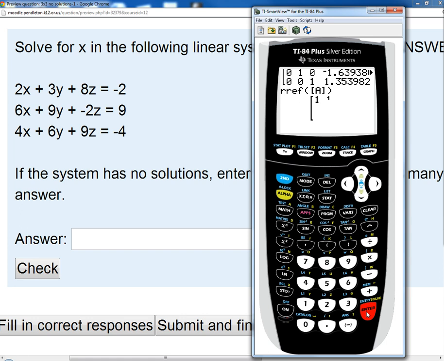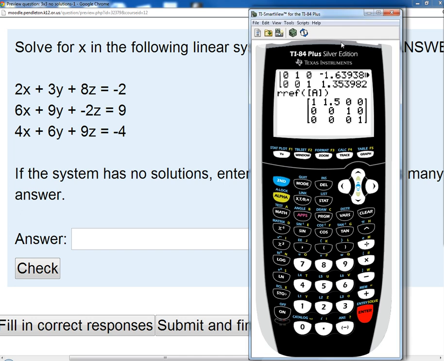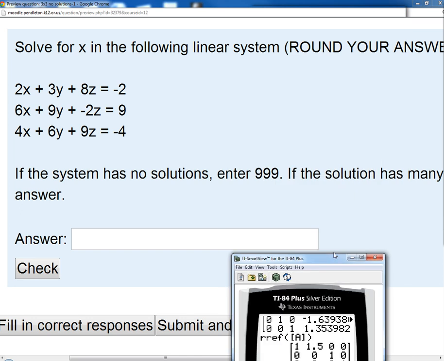If the bottom row is a true statement, then it means many solutions. Put that away, please. If the bottom row is a false statement, it means no solutions. Well, look what it says here. It says 0 plus 0 plus 0 equals 1. False statement. So that's telling me that this is a no solution answer. And what Moodle tells you is that if it has no solutions, you enter 999. Okay?